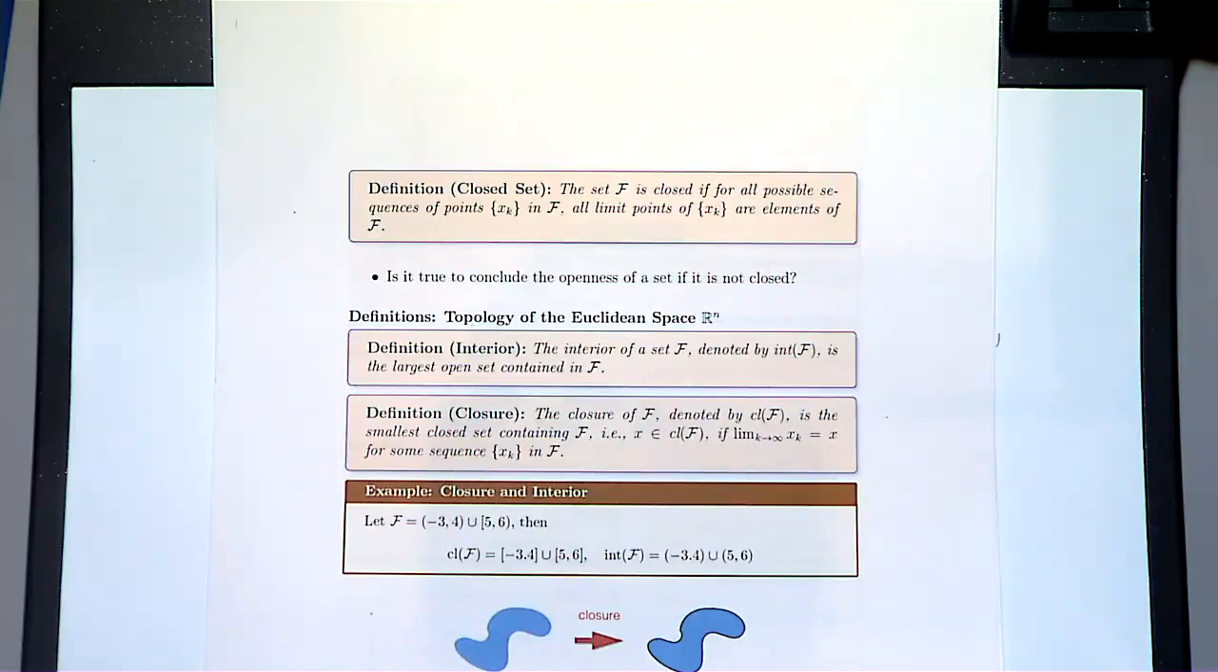Now, a question. Is it true to conclude the openness of a set if it's not closed? So if I have a set that is not closed, can I conclude that it is open? Yes or no? Who says yes? Who says no? Okay, Mark, why yes? So the statement was, a set is not closed. Then can I say it definitely is open?